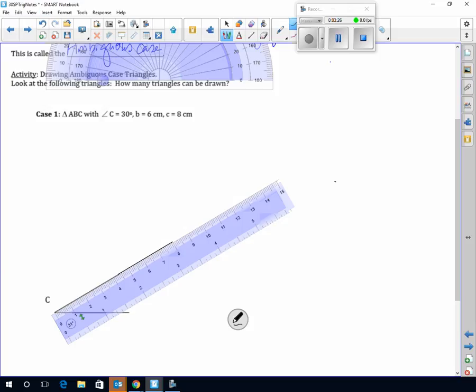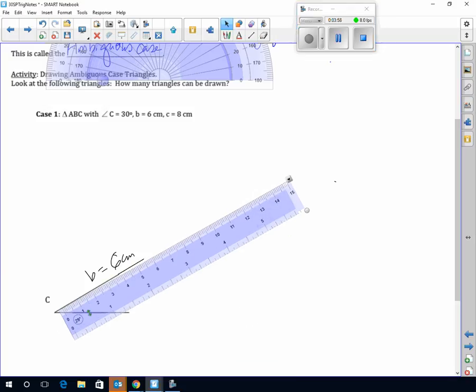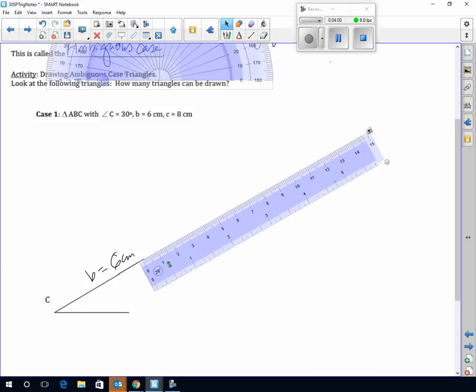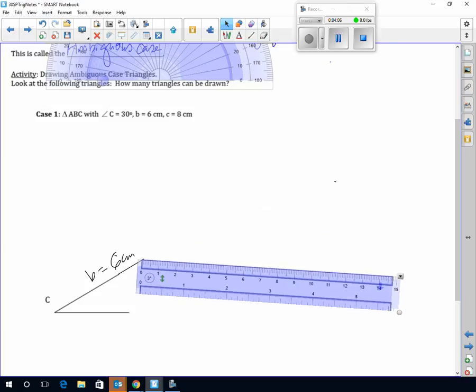Okay, so this is B equals, oh, sorry, 6 centimeters. B is supposed to be 6 centimeters. Okay, did everybody make B 6 centimeters? Okay, so now we're going to draw an 8 centimeter C, which is the opposite of C. So what we need to do is move this, so this is the end, and you see where 8 centimeters is. Where would we have to put this? We'd have to be putting it somewhere there.